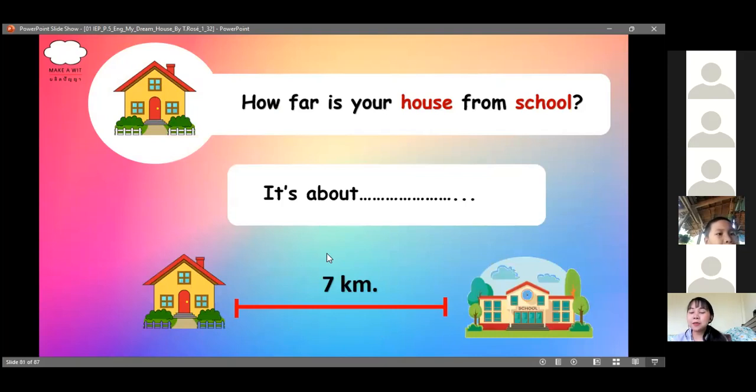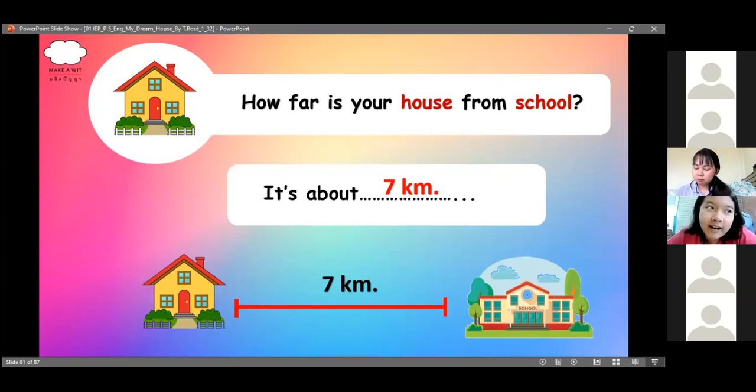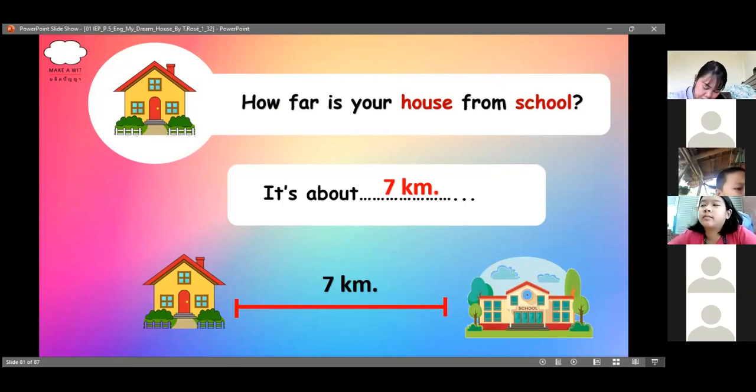How far is your house from school? It's about 7 kilometers. Good job, everyone. Yes. One point for everyone. Next.